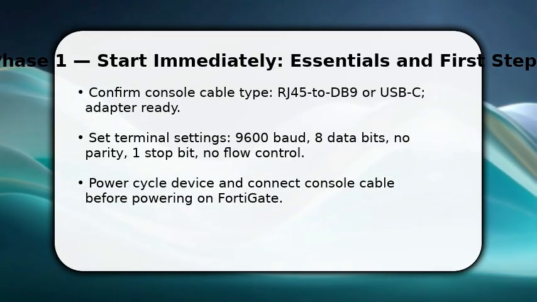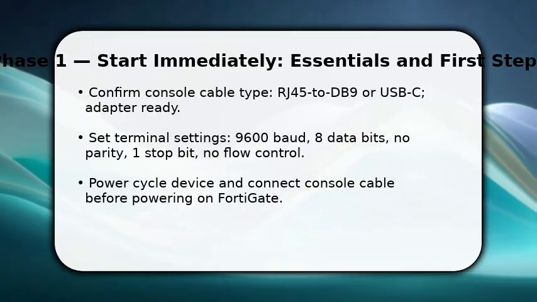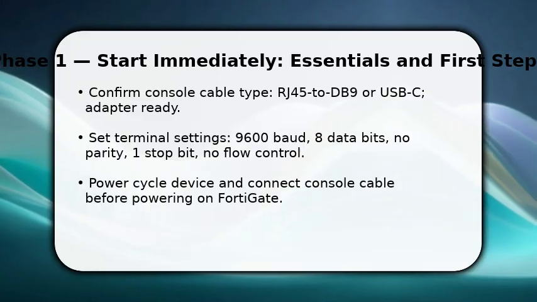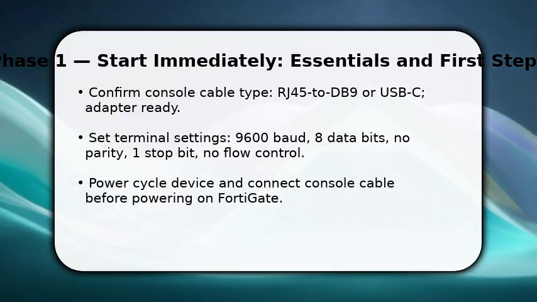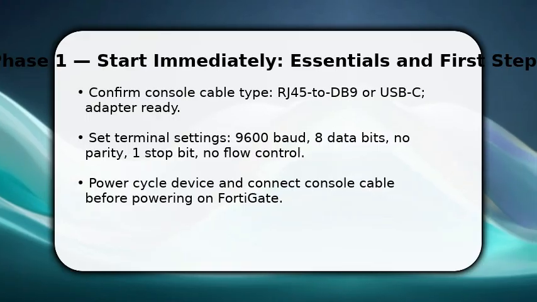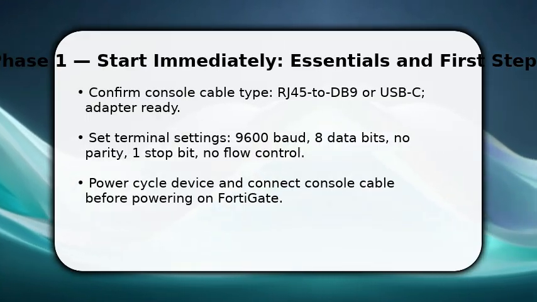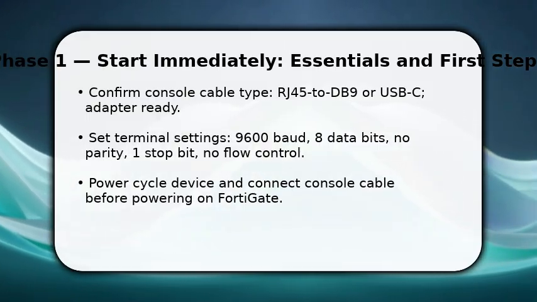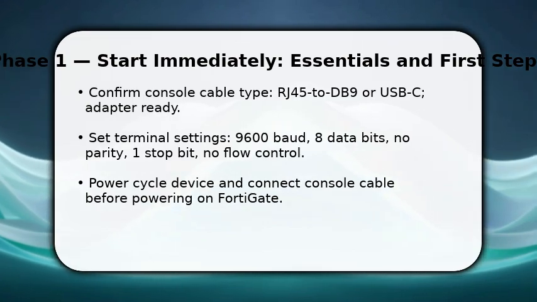Set your terminal app to 9600 baud, 8N1, no flow control so the device and terminal speak the same language. Once done, power cycle the Fortigate while watching the terminal. Early boot messages confirm you have a live console session.